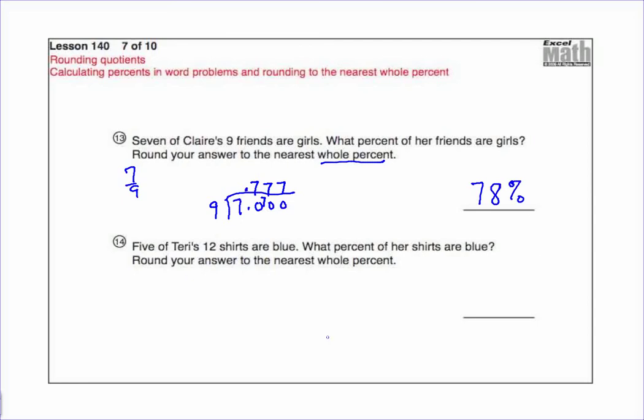Okay, you should have already done number 14 as well. If you haven't, pause the video. 5 of Terry's 12 shirts are blue. What percent of her shirts are blue? Well, again, I can't change that into hundredths, so I'm going to do 5.000 divided by 12. And 12 times 4 is 48. Remainder 2. 12 goes into 21 time, and that's remainder 8. 12 goes into 80, oh, 6 times, 72. And we get 0.416, which is going to round to 0.42 or 42%.